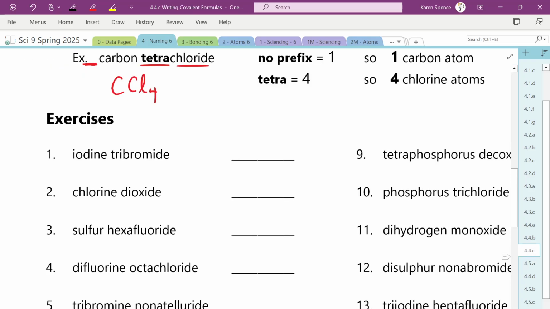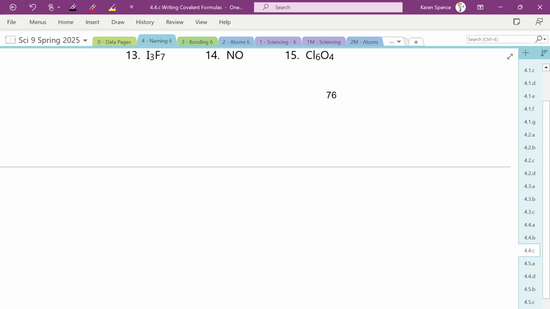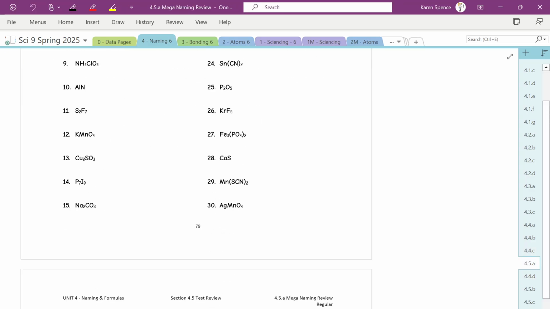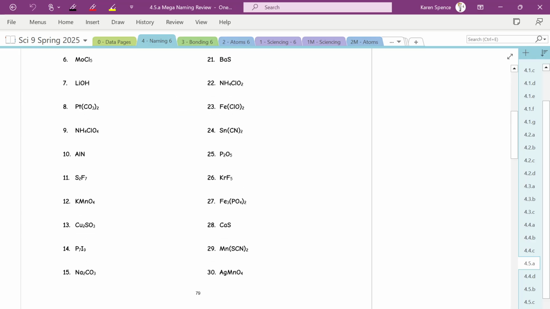what happened to it? Do you guys have a 4.4D? 76. 79. Yeah, you guys have 4.5D. So pages 77, 78. I'm missing them, but you will have them. And then you can do quiz 8.